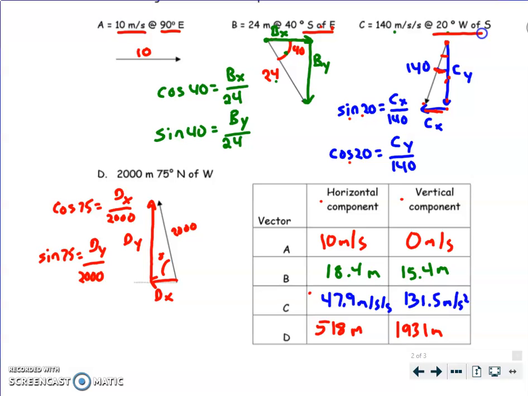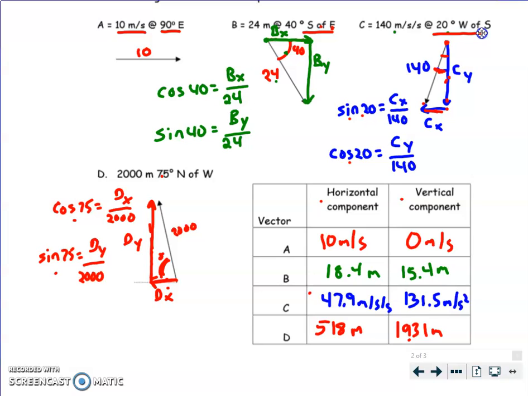D, very similar. 75 degrees north of west, so I drew the west line, and we're going north of it, so there's my angle, so I build my triangle around it. So I go west, then north, I put arrowheads on them, and then I notice that my x component is adjacent to the angle, so I use cosine. My y component is opposite, so I use sine. And notice that my vertical one seems to be much larger than my horizontal one, and the trig bears that out.